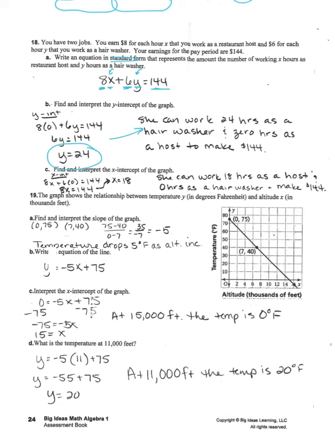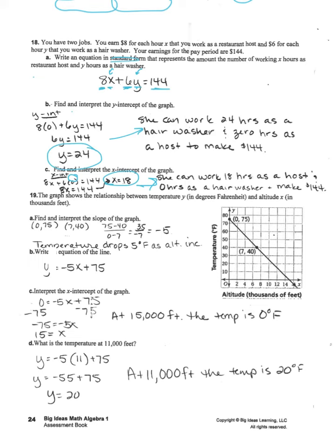to make $144. Or if you're finding the x-intercept, you plug in 0 for Y. Okay, so 8x equals 144, so x will equal 18 right here. So she can work 18 hours as a host and 0 hours as a hair washer and make $144.